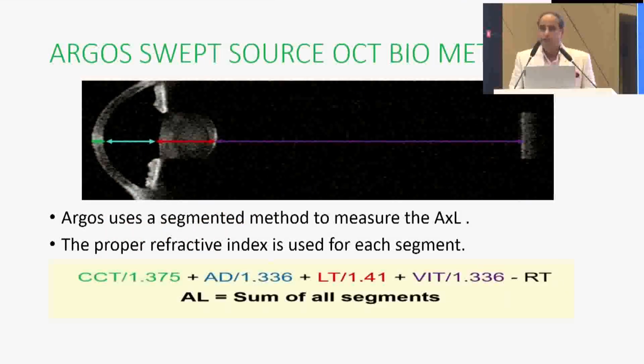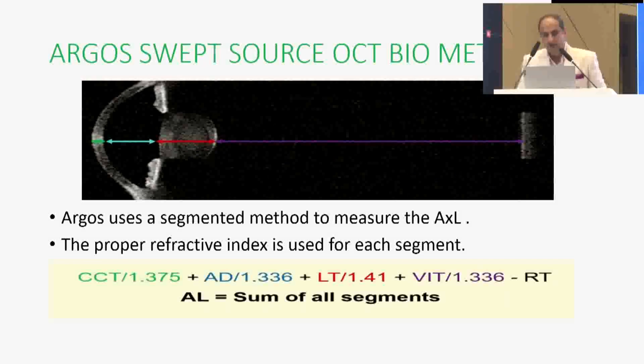Another tool in the market, or the new toy in the market, is the Argos swept source OCT biometer. What is so unique about it is the sum of all segments. As you can see, it believes that a segmented method should be there for each part of the axial length because there are different structures involved. There are different refractive indexes for each of them. And so the Argos measures an axial length specifically for each segment of the eye.